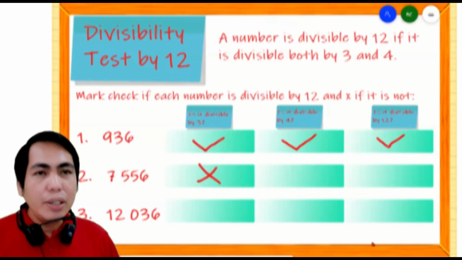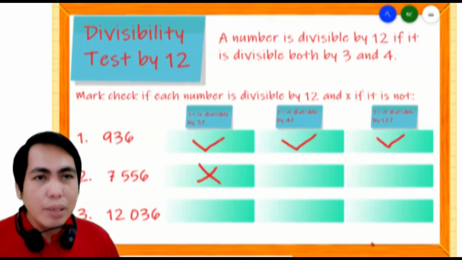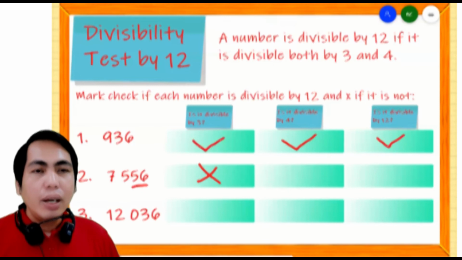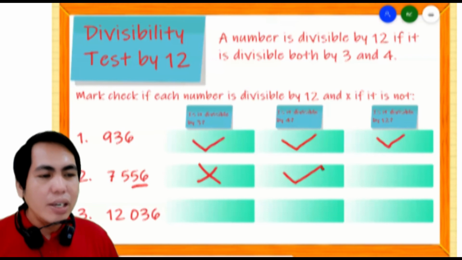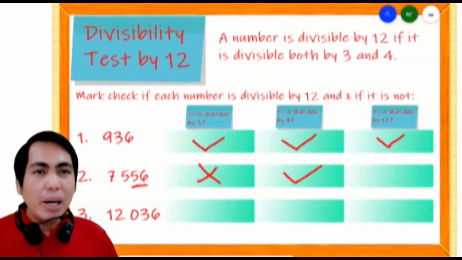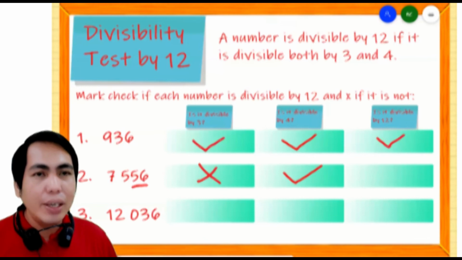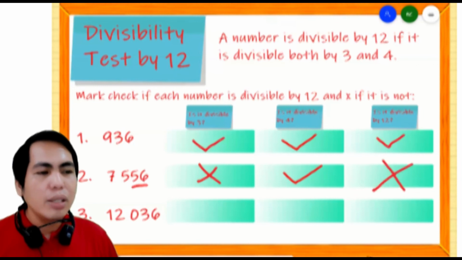Let's proceed to divisibility by 4. Is the number divisible by 4? We have to look at the last two digits. The last two digits are 5 and 6 to form a number 56. And 56 is divisible by 4. So this is a check for 4. But since 7,556 is not divisible by 3, automatically the number is not divisible also by 12. So this is an X for 12.